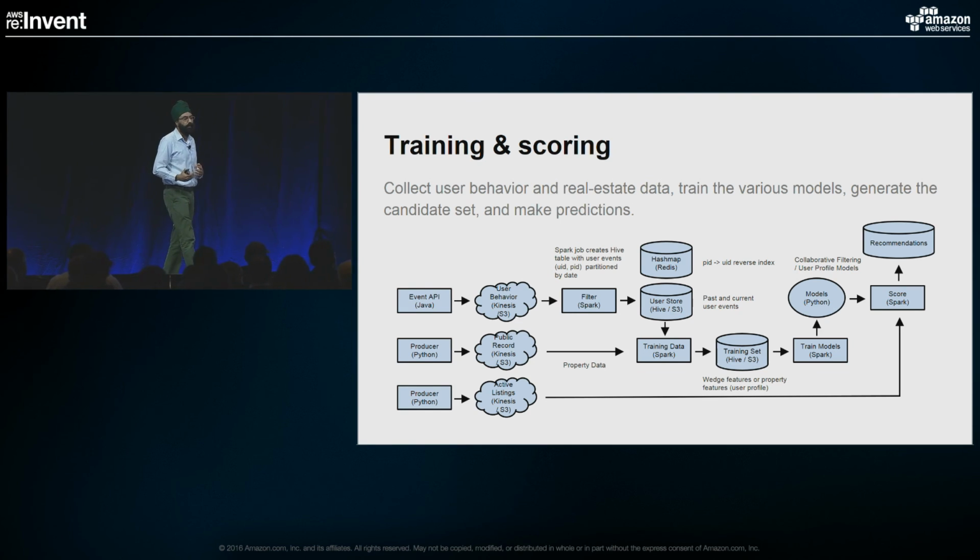Then we use Spark EMR to generate the training data sets, taking the data from the user store, taking the data from listing data and the property data. And we create the training set, again, in Hive backed by S3. We then train our models using Spark, those gradient boosted classifiers. We store them into S3.